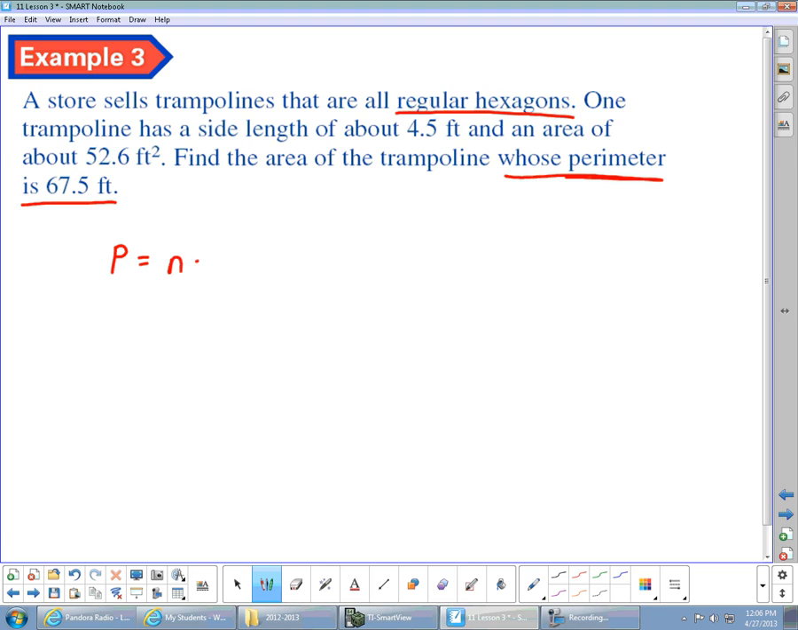Perimeter equals n times s, the number of sides times the length of one side, which works for regular polygons. And we know that the perimeter is 67.5 feet, and the number of sides in a hexagon is 6. We can use this to find what the length of one side is. Divide both sides by 6, and what we find out is that it's going to be 11.25. So the side length is going to be 11.25 feet.